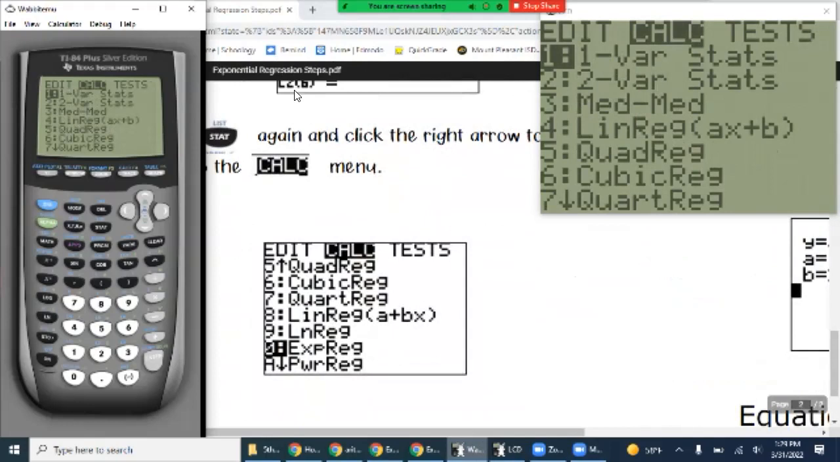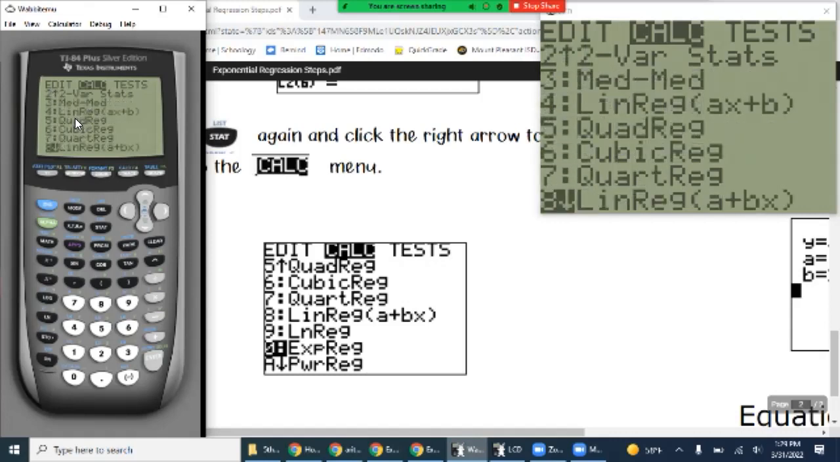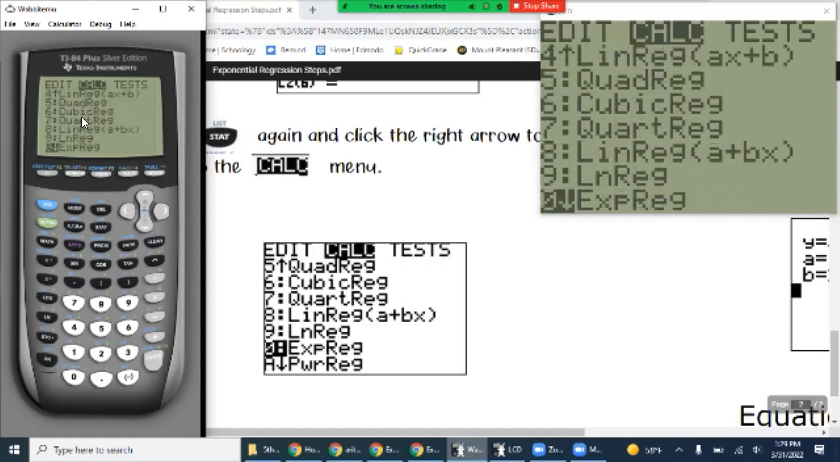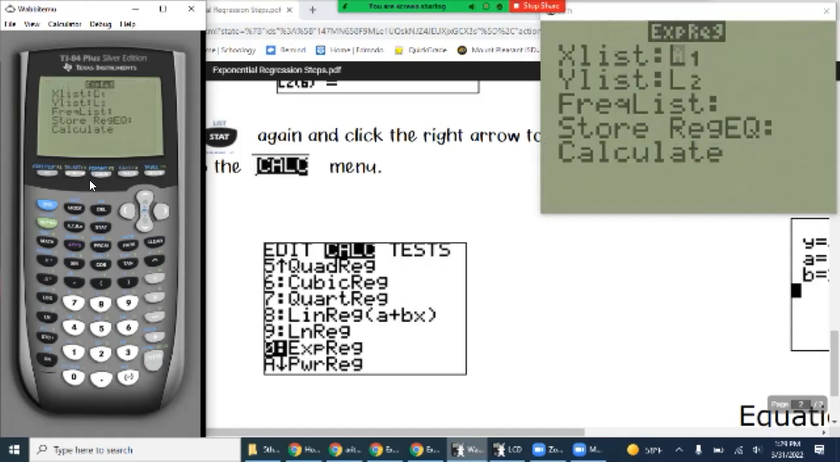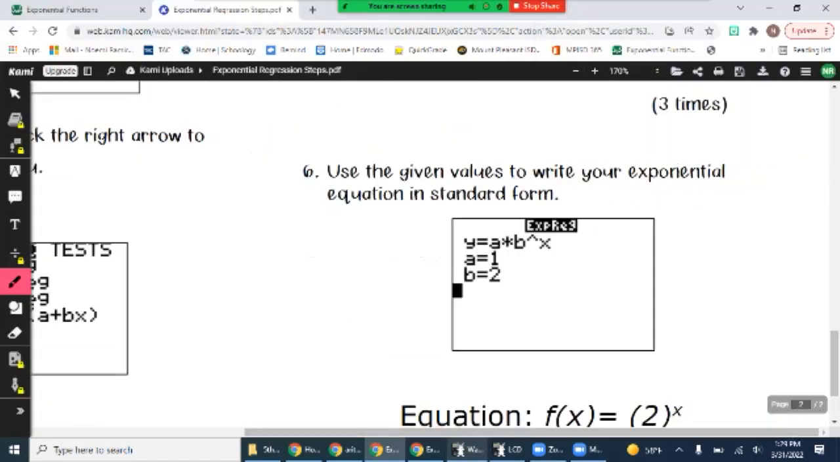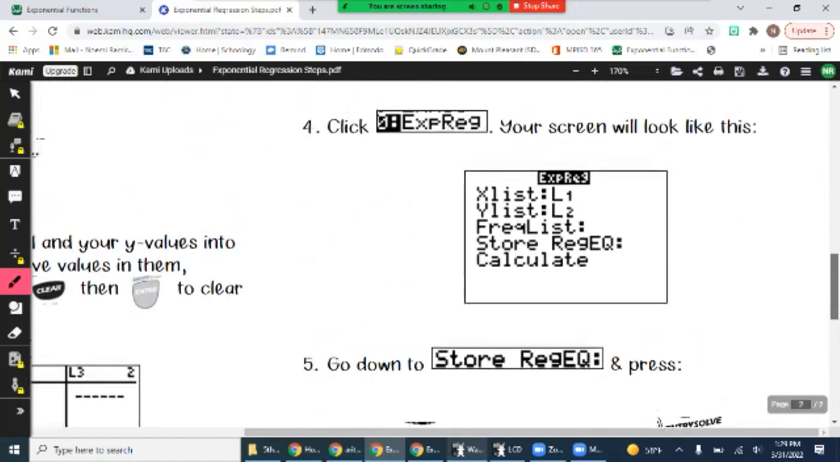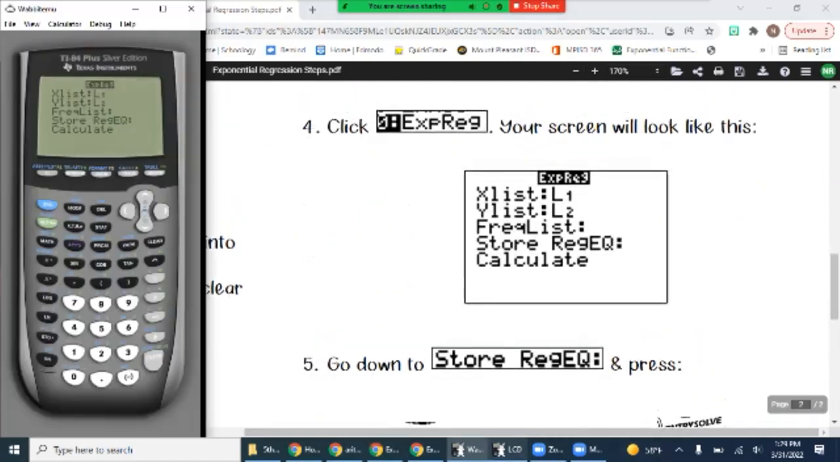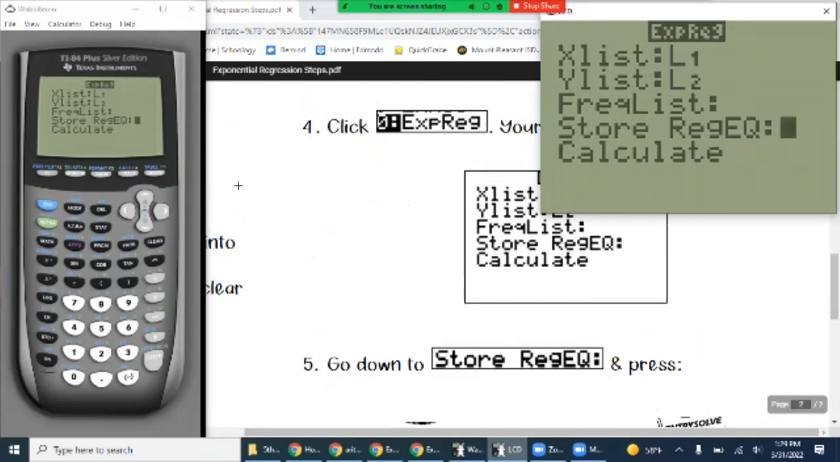Now you don't actually see option 0 here. You can always press the number 0 on your keypad. If you forget which number exponential is on, look through it. It will have an EXP next to it, and there it is. But if you remember that it's 0 and not 4 or 5, just press the number 0. This screen should be extremely familiar to you. We have seen it 2 other times before. You go number 5, you go down to store.